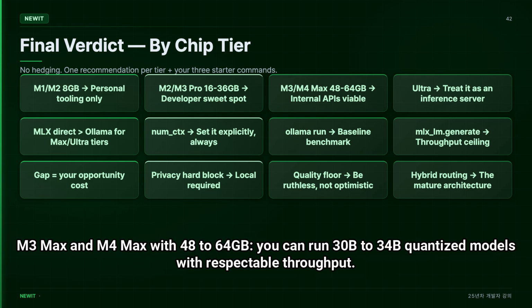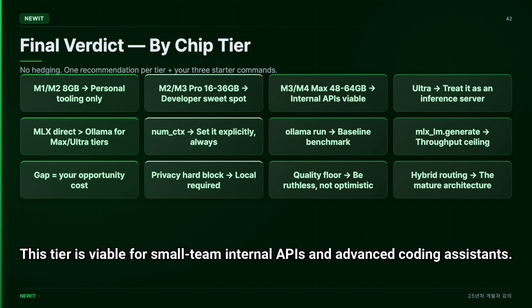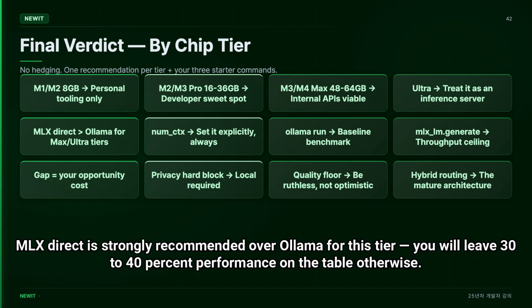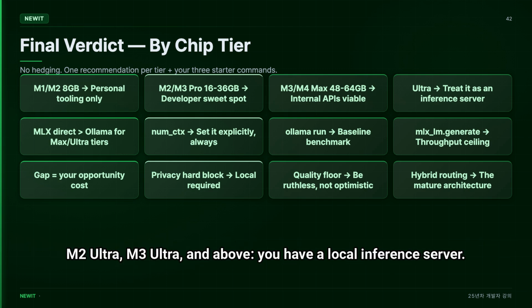M3 Max and M4 Max with 48 to 64 GB can run 30B to 34B quantized models with respectable throughput. This tier is viable for small team internal APIs and advanced coding assistance. MLX direct is strongly recommended over Ollama for this tier. You will leave 30% performance on the table otherwise.